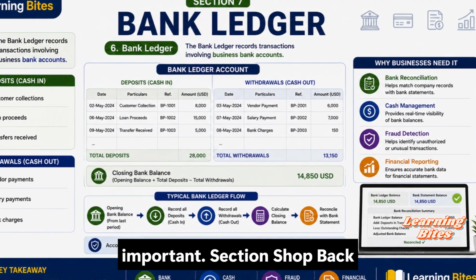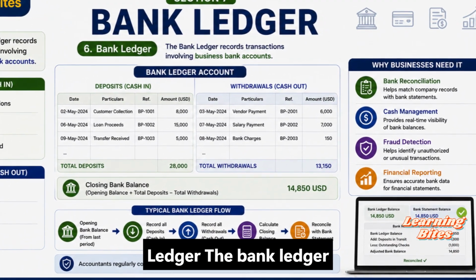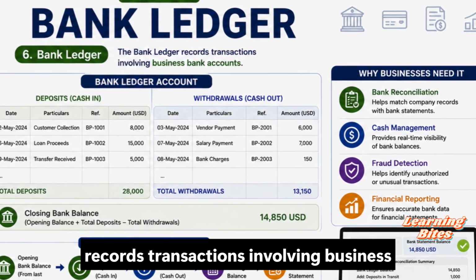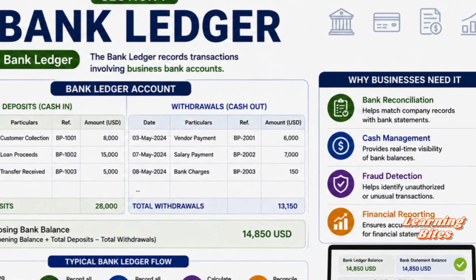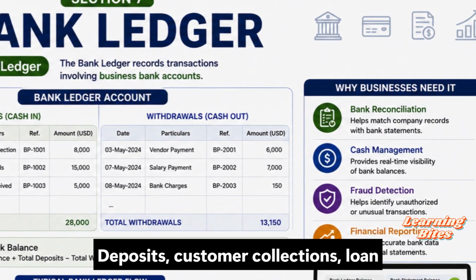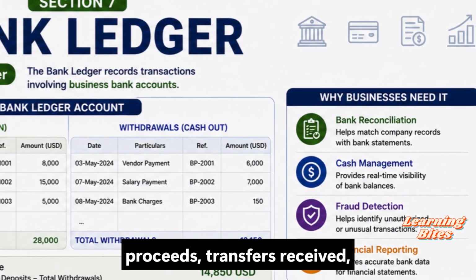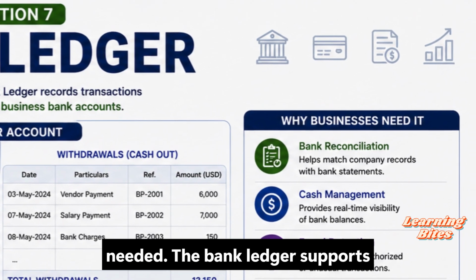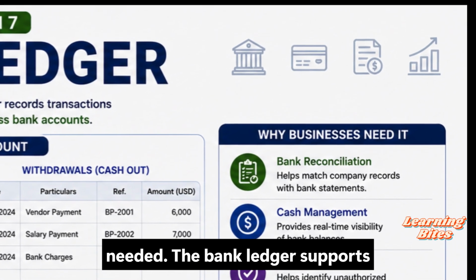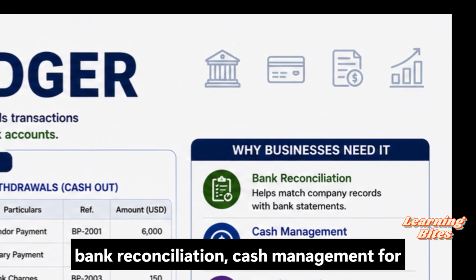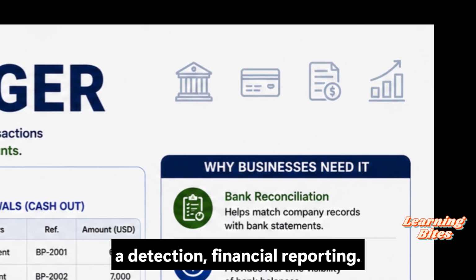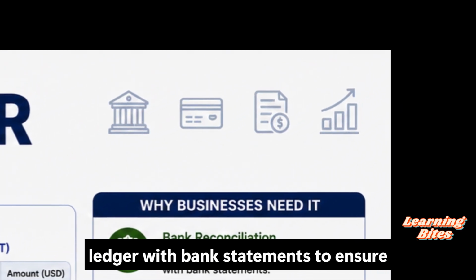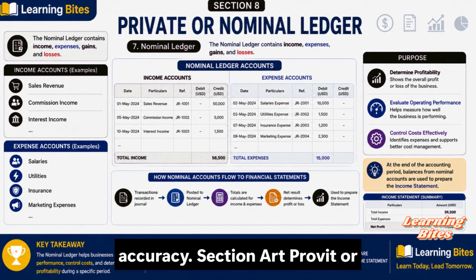Section F. Bank Ledger. The bank ledger records transactions involving business bank accounts. Examples include deposits, customer collections, loan proceeds, transfers received, withdrawals, vendor payments, salary payments, and bank charges. Why is it needed? The bank ledger supports bank reconciliation, cash management, fraud detection, and financial reporting. Accountants regularly compare the bank ledger with bank statements to ensure accuracy.